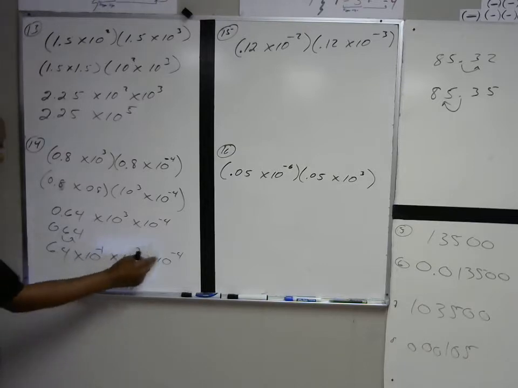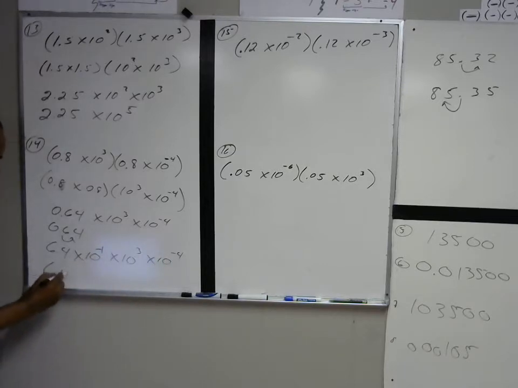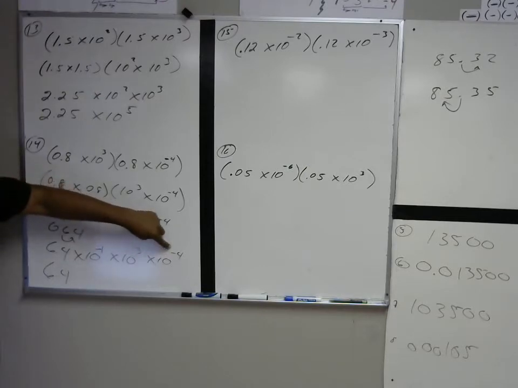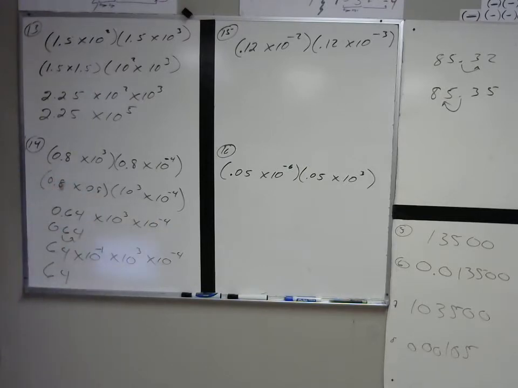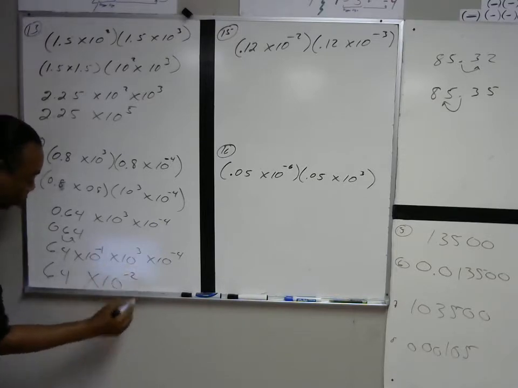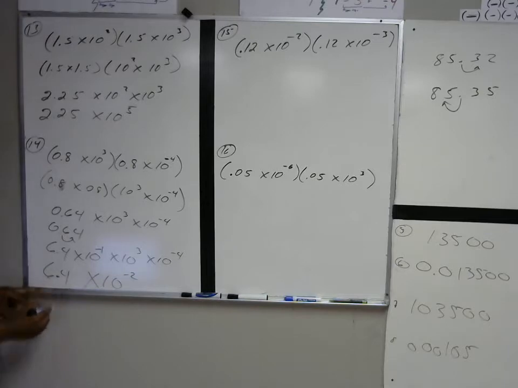Now we can put all our exponents together. Putting together the -1, the 3, and the 4 gives me a -2. So times 10 to the negative second power. And that's it. That's finished.